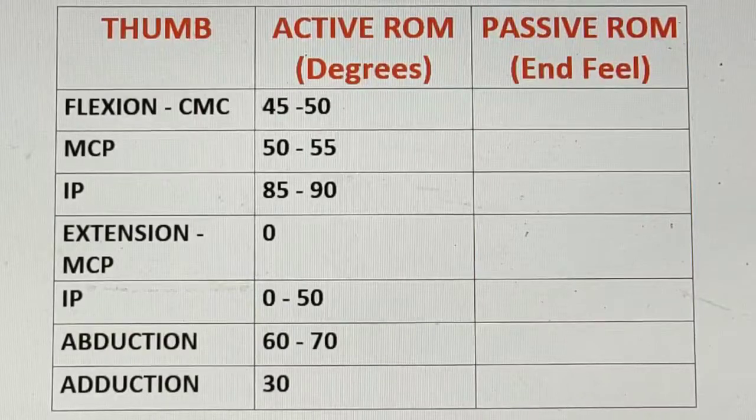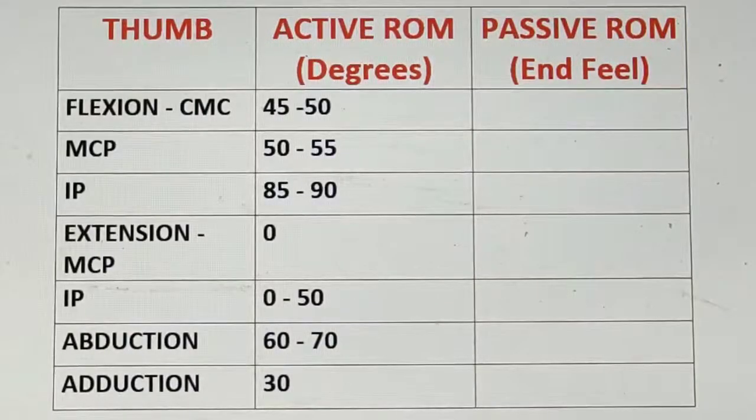So the next is the MCP, the metacarpophalangeal joint. The active range of motion in degrees is 50 degrees to 55 degrees. Next is the IP, interphalangeal joint, which is 85 degrees to 90 degrees in active range of motion, normative values in degrees. Then the extension of the metacarpophalangeal joint is 0 degrees active range of motion normative value.